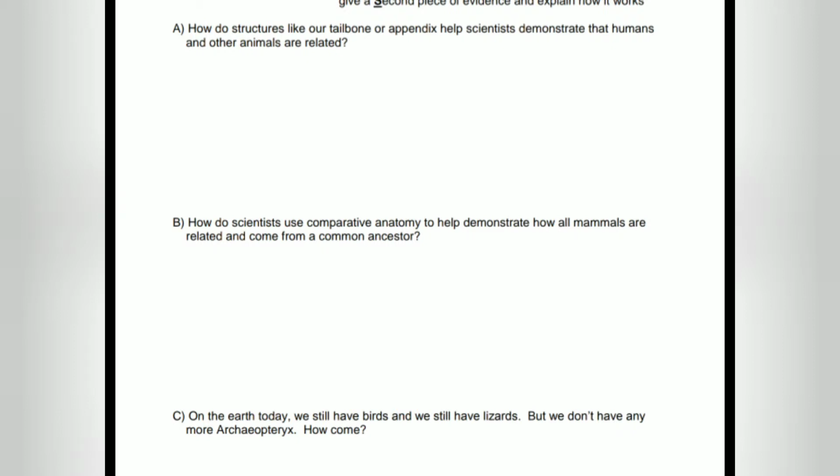So we have another journal question today. How do structures like our tailbone and appendix help scientists demonstrate that humans and other animals are related?